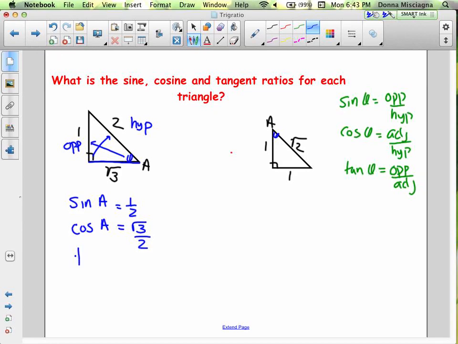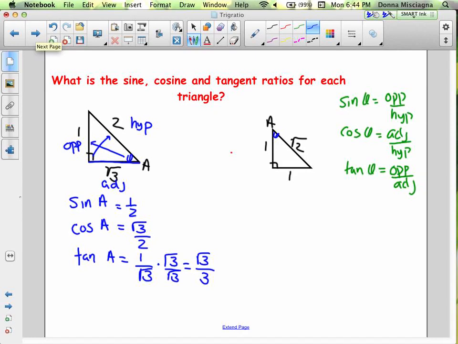And then finally, the tangent for angle A is going to be the opposite side, which is 1, over the adjacent side, which is the square root of 3. Now this one we're going to have to rationalize because the square root is in the denominator. So 1 times the square root of 3 is the square root of 3. Square root of 3 times the square root of 3 is the square root of 9, and the square root of 9 is 3.